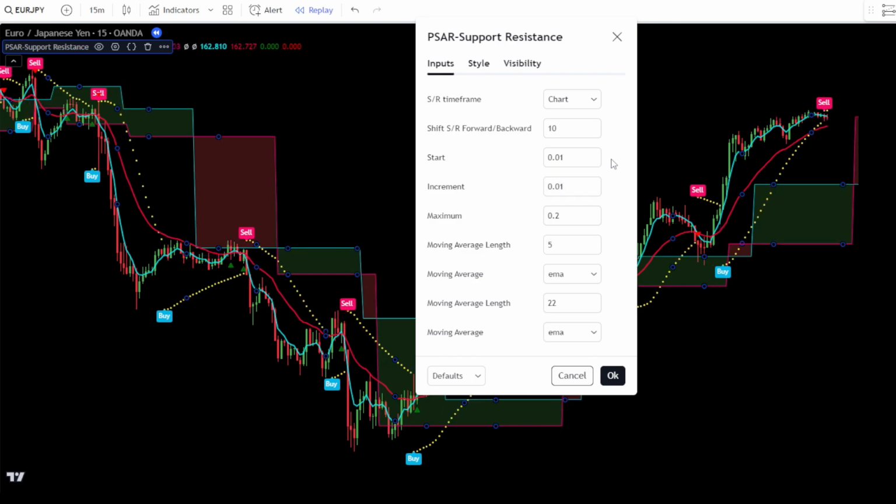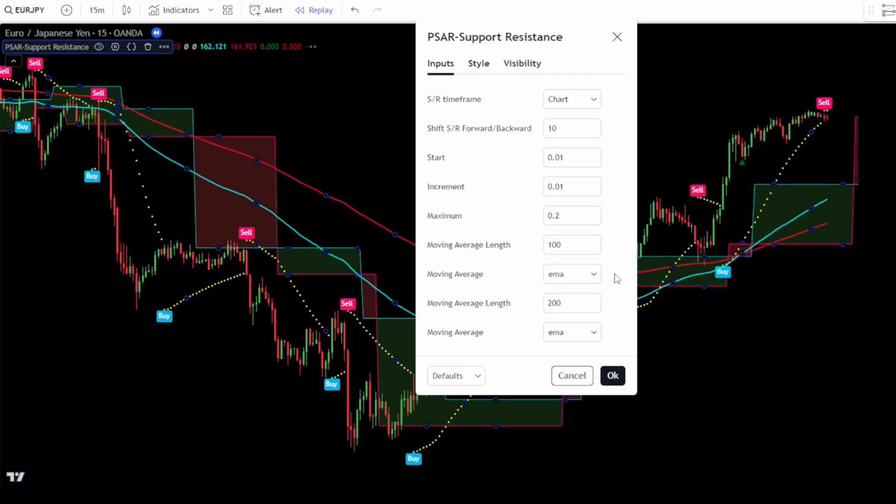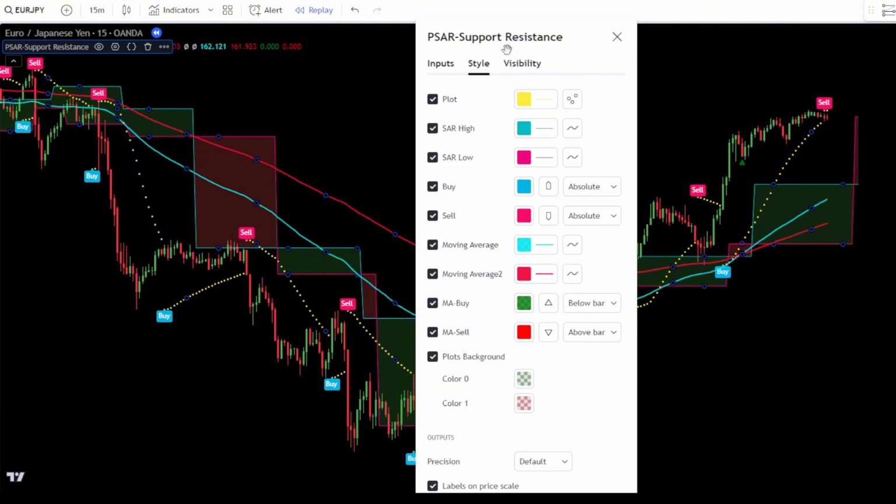Change the first moving average length to 100. Change the second moving average length to 200. Next, go to the Style tab.